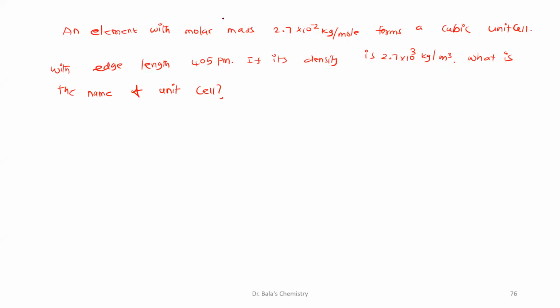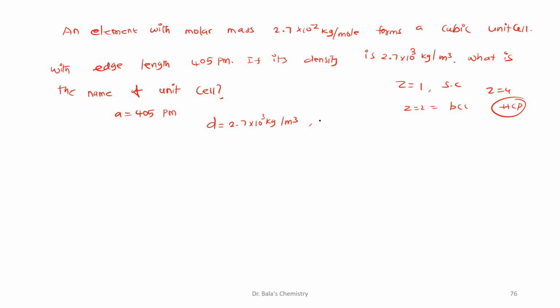We define Z, sir. Yeah, very good. So if you find Z, if the value is 1, it is simple cubic. If Z is equal to 2, then it is BCC. If Z is equal to 4, then it is FCC. Okay. So we have to calculate Z. So what are all the things they given? A value is given. A is equal to 405 picometer. And then density they given, that is 2.7 into 10 power 3 kg per meter cube.